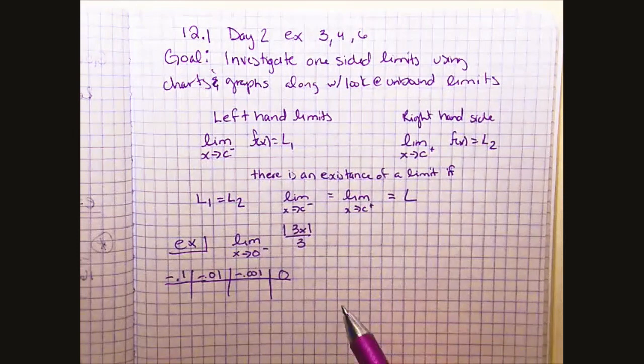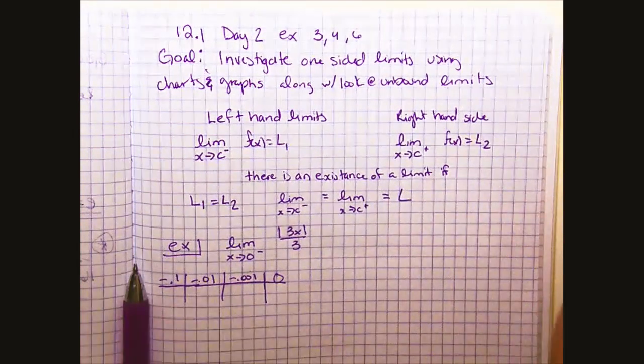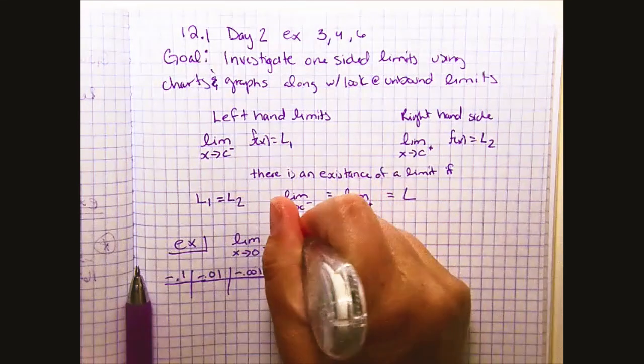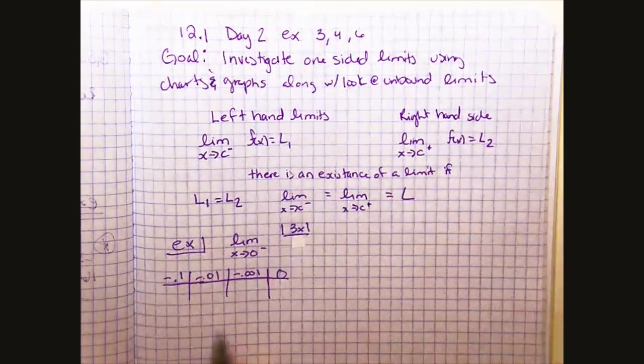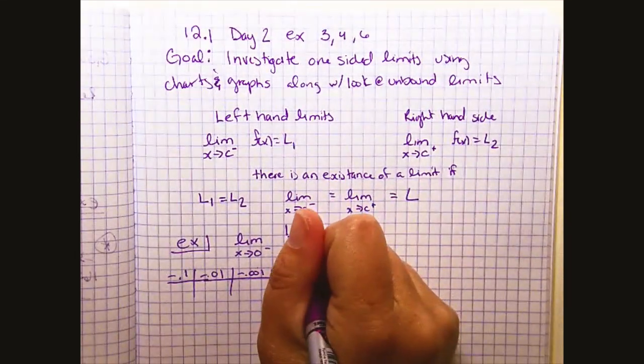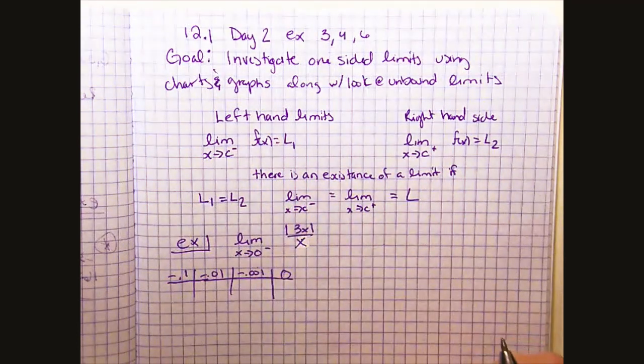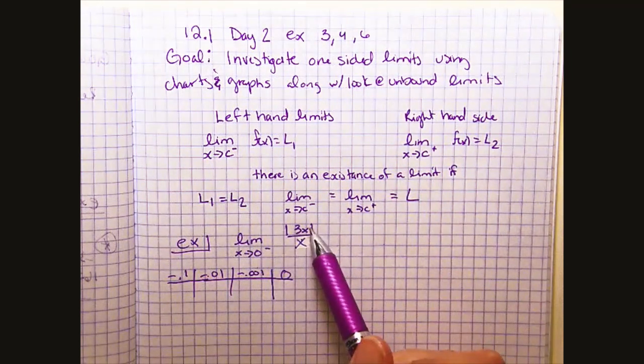And when I plug 0 in, oh, Gina, this would have a limit. Miss Dunbar. This is supposed to be over x. So, excuse that error. The equation should be the absolute value of 3x over x.